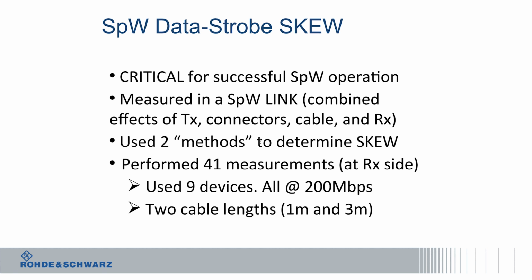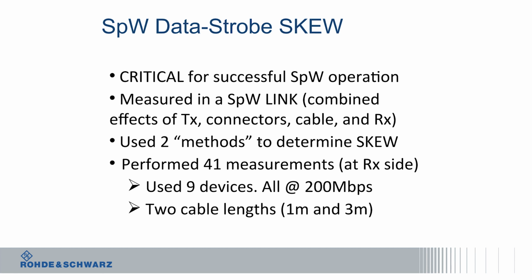The SpaceWire protocol is critical for its Data-Strobe skew because it requires a minimum of separation between the data and the strobe edge. When it leaves the transmitter, usually you have a good separation, but as you go from the transmitter through transceivers, connectors, cables, boards on the other side, transceivers on the other side, you may have a skew. For 200 megabits per second, that may become a problem.